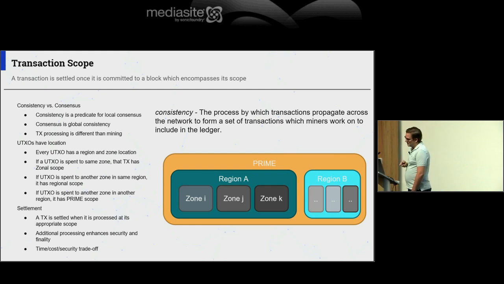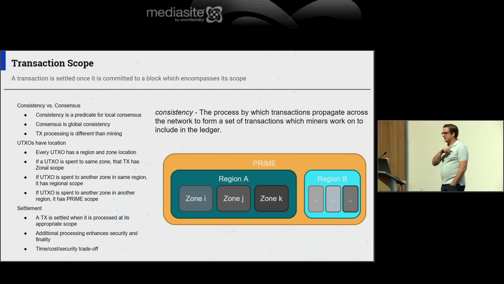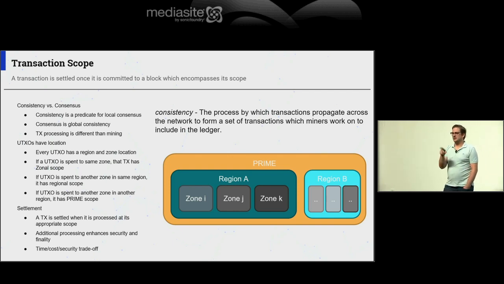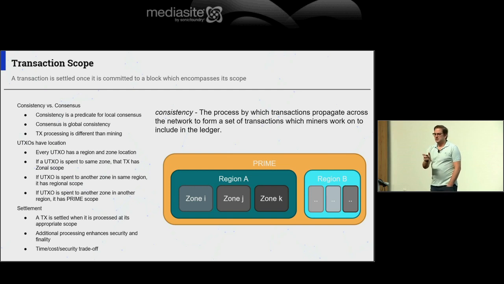What that also means is that I only have to wait for settlement based on the scope of my transaction. If I'm spending a UTXO within a zone and that UTXO is staying in that zone, I only have to wait for the next zone block to be settled. If I'm sending a transaction from, say, zone I to zone J, and our common parent is region A, I would need to wait for the settlement of a region block. And if we have no common region parent, it would be prime scope, so I would have to wait for the settlement of a prime block.